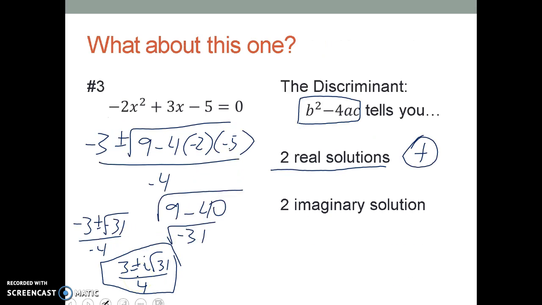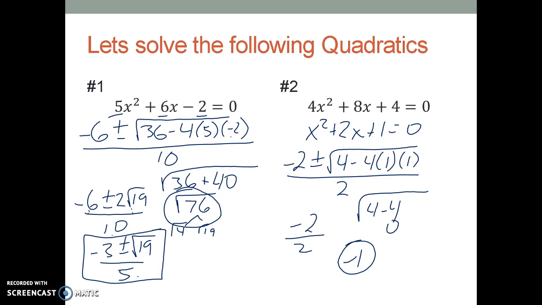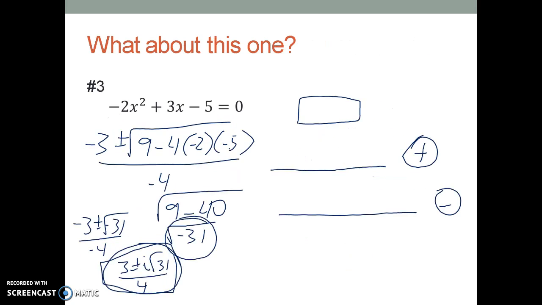It also can tell us if there are 2 imaginary solutions. If it's a negative number, that was the case here in number 3. The b squared minus 4ac was a negative 31, and if that's the case, we have 2 imaginary solutions. That's what we had in number 3. And then it also tells us if there's 1 real solution, and that would be the case if it was equal to 0, and that was the case in number 2. The discriminant was equal to 0, and we had just 1 solution.